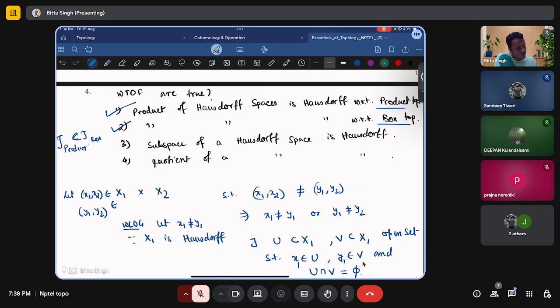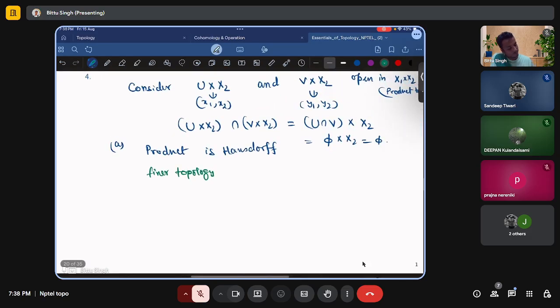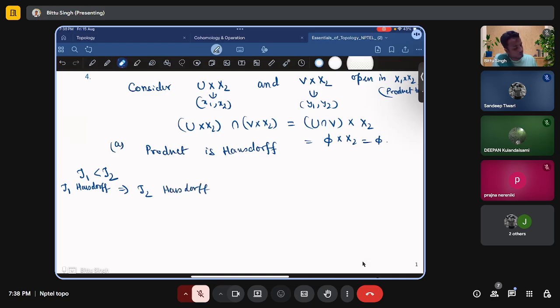Now what about a subspace of a Hausdorff space? Is it Hausdorff? Tau 1, tau 2: tau 1 Hausdorff implies tau 2 Hausdorff. So using this fact, we claim that B is true, that is, the box topology is Hausdorff.